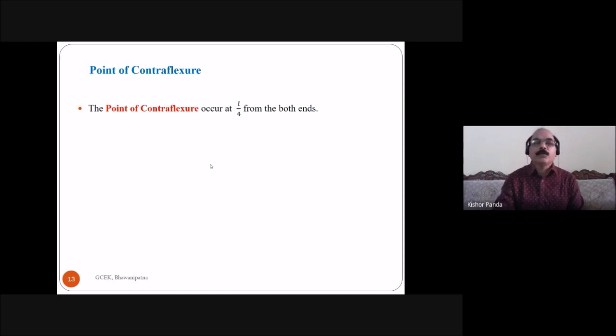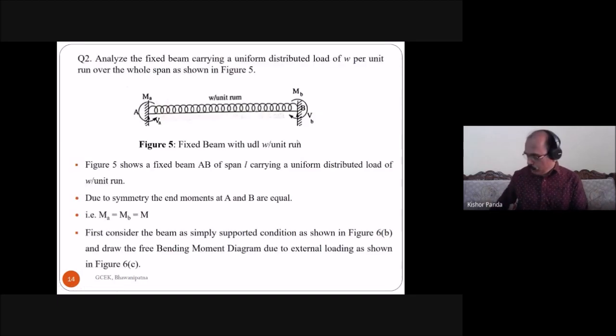Then after taking both the loads and moments, you have to find out the reactions. Then after getting the reactions, you have to find out the shear force at different positions. Then you have to draw the shear force diagram. Then you have to find out the point of contraflexure where the bending moment changes sign. These are the process. Then coming to another example.